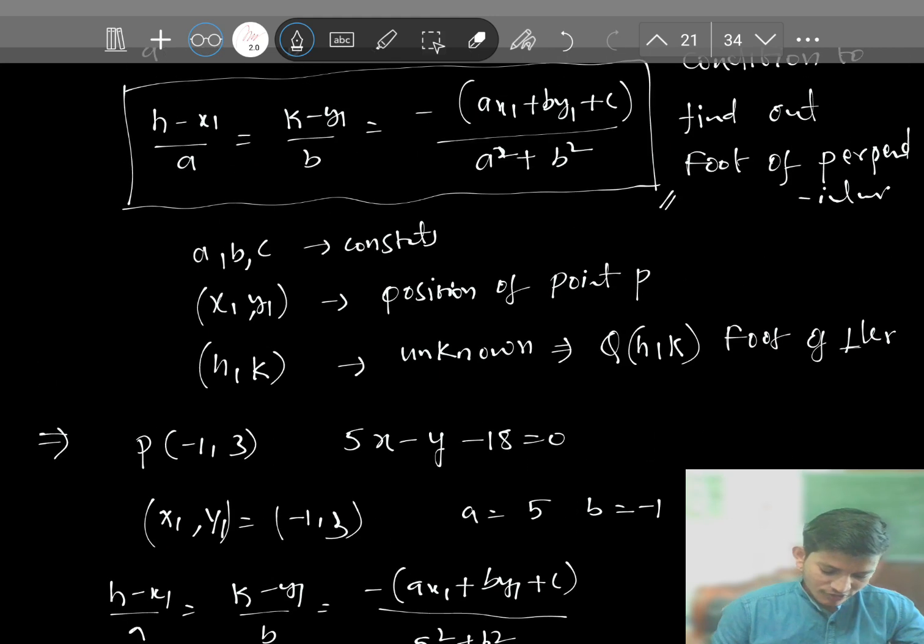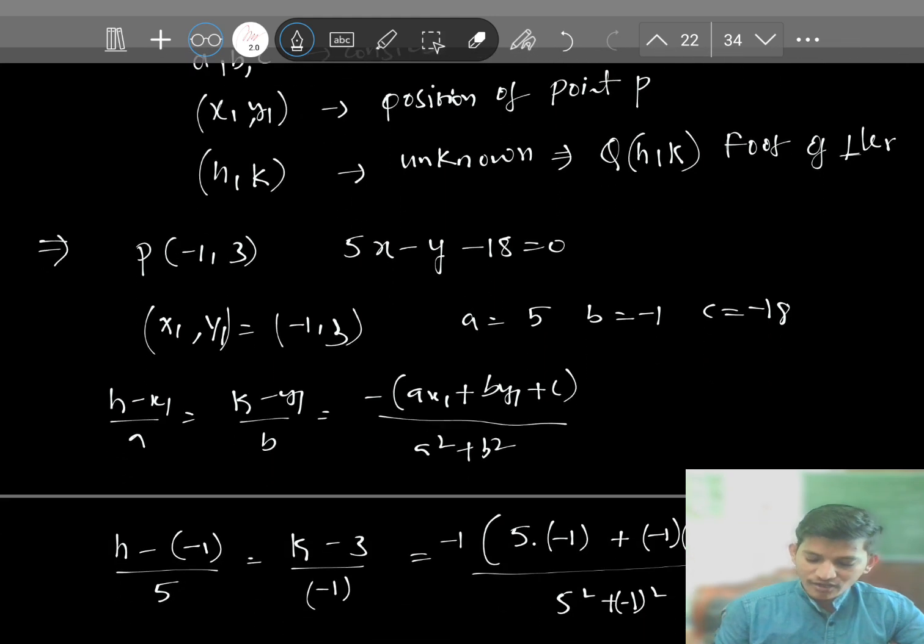So from the above equation, a, b, c are obviously the constant values. x1, y1 are the position of a point. It is already known within the question. It will be given, and the one and only unknowns are h, k, where h, k are said to be the foot of perpendicular of P(x1, y1).